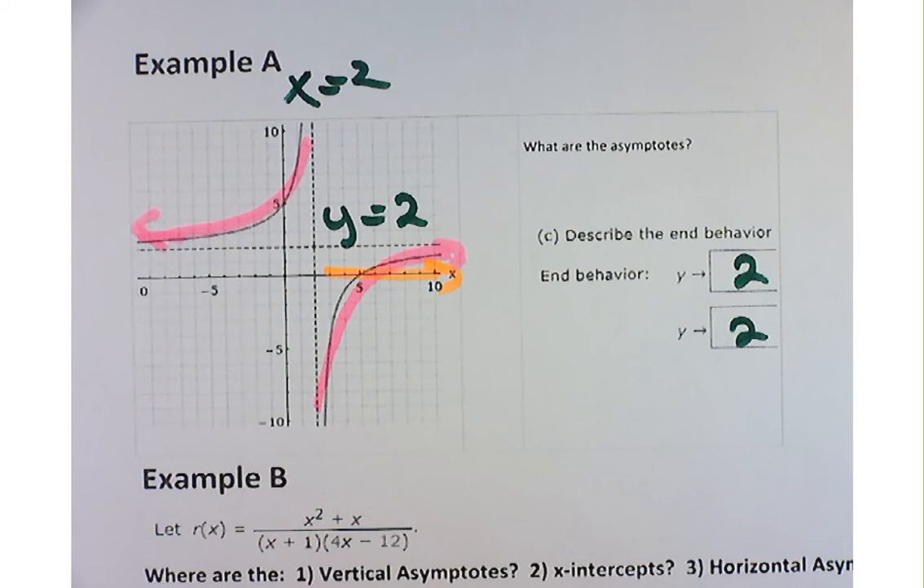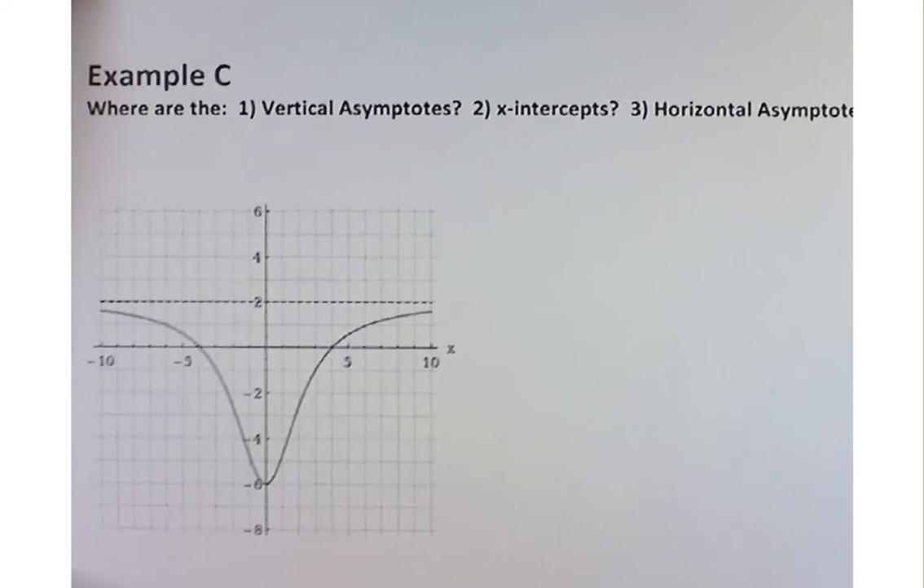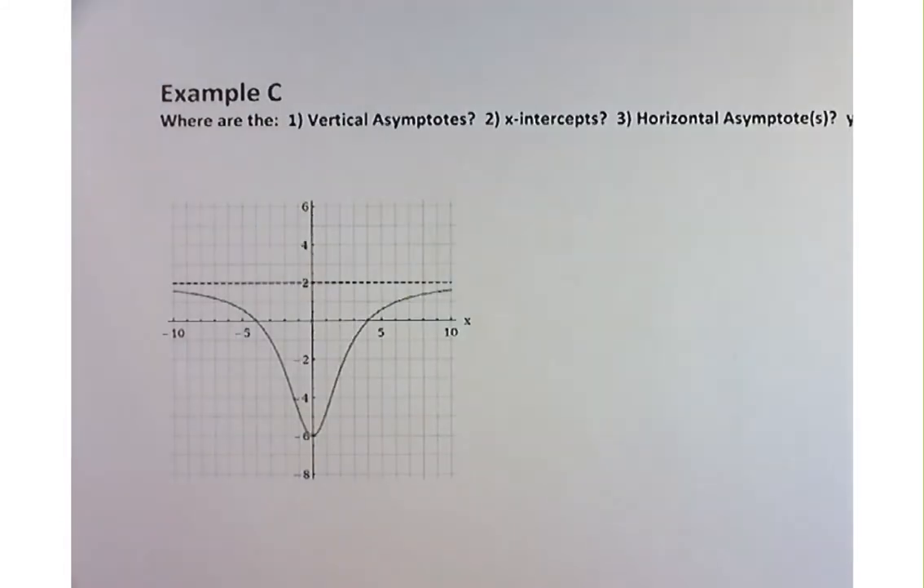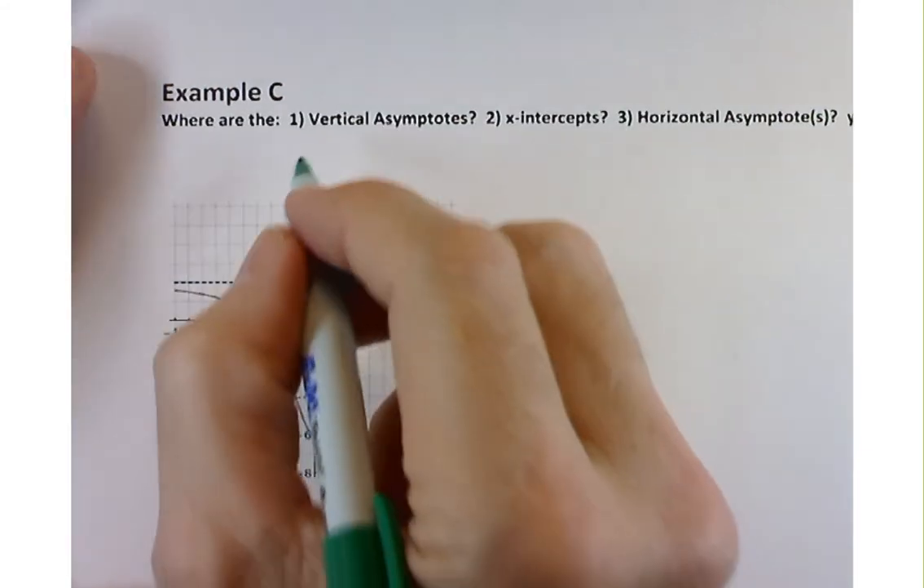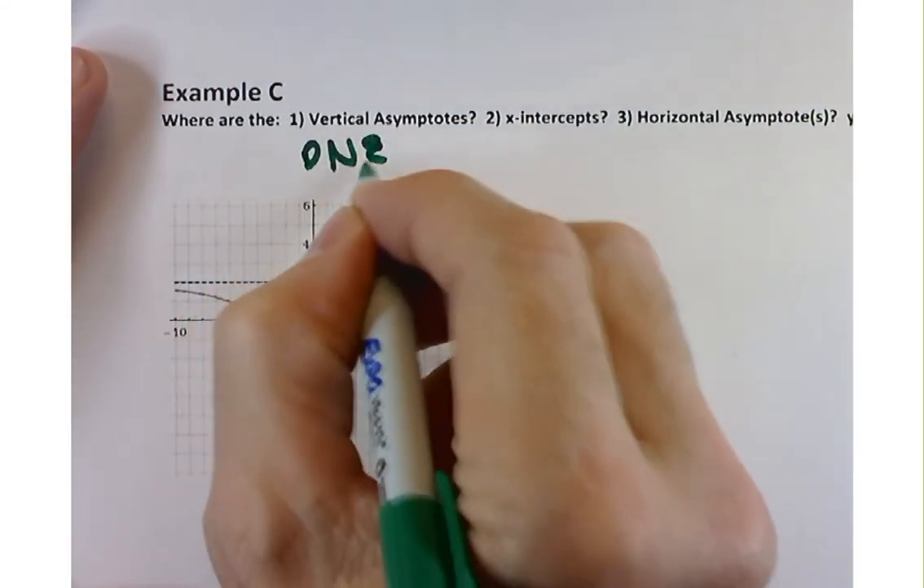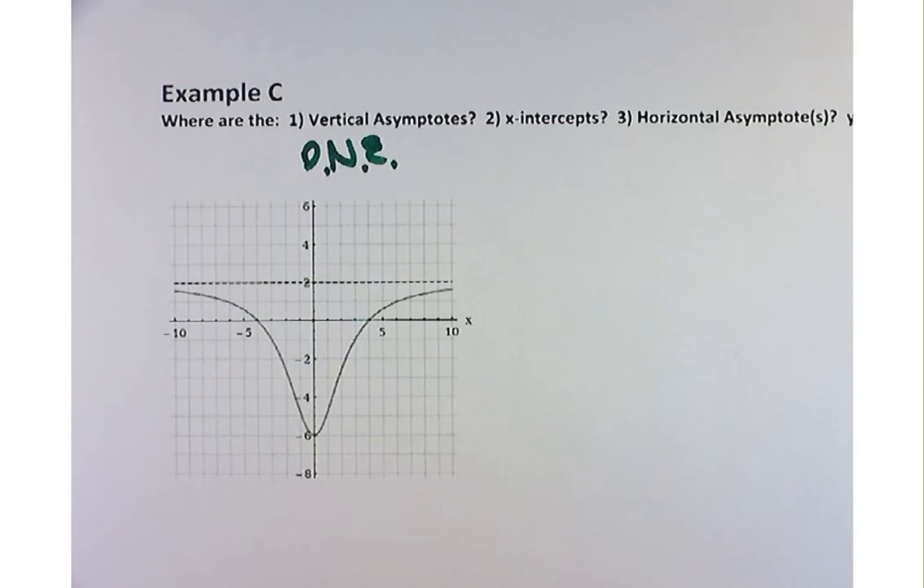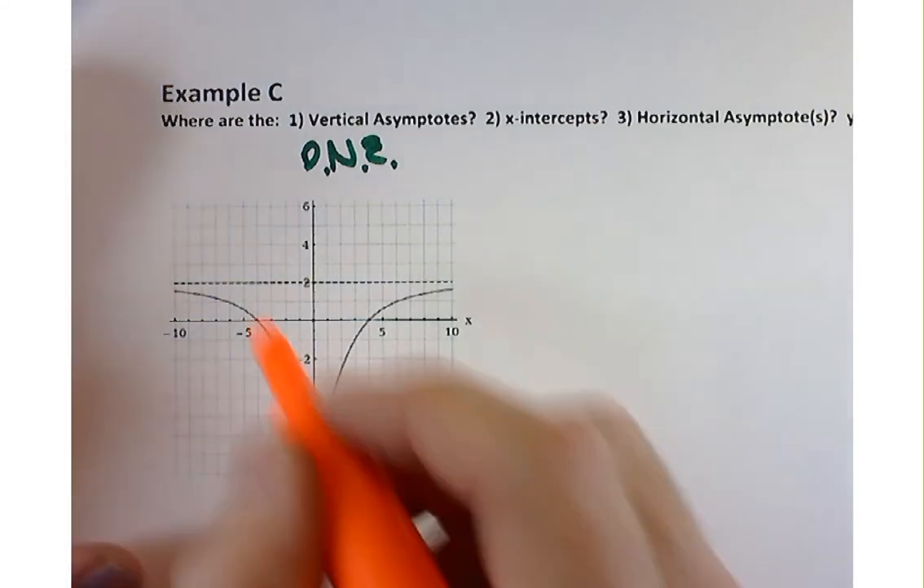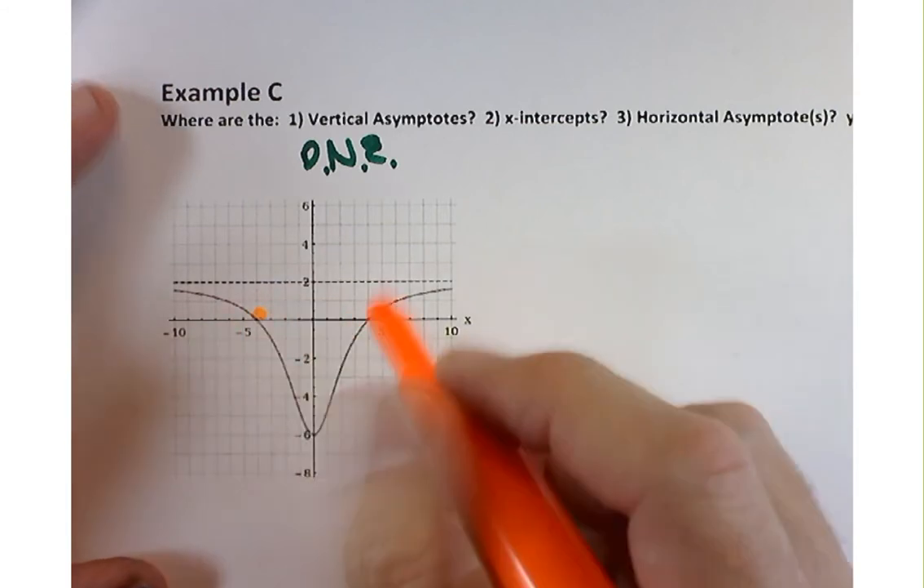Now, let's just do example C before we come back and cover example B. Are there any vertical asymptotes here for example C? No, there's not. So you might have to write D and E does not exist or something similar to that, but there's no vertical asymptotes there. How about some x-intercepts? Where are the x-intercepts? 4 and -4. Thank you.